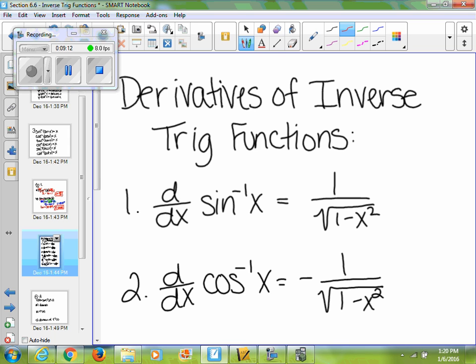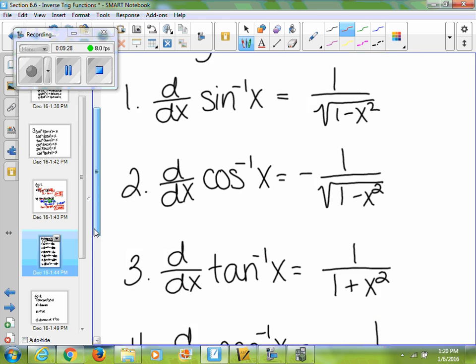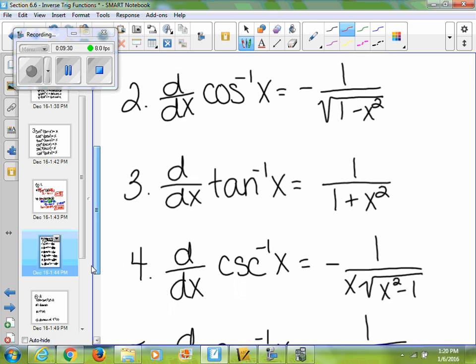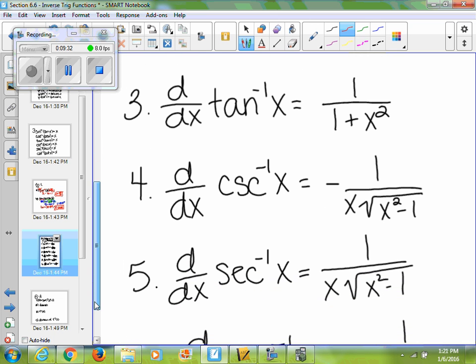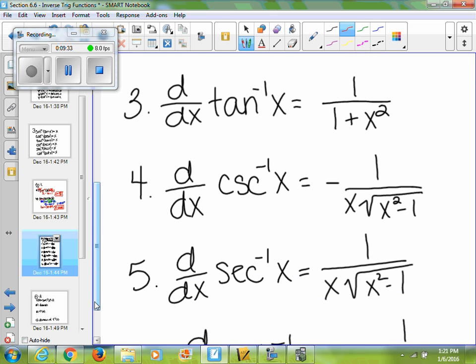Okay, so the derivative of the inverse sine function is 1 over the square root of 1 minus x squared. The derivative of your inverse cosine function is -1 over the square root of 1 minus x squared. So sine and cosine are the same, except the cosine is negative. The derivative of your inverse tangent function is 1 over 1 plus x squared.